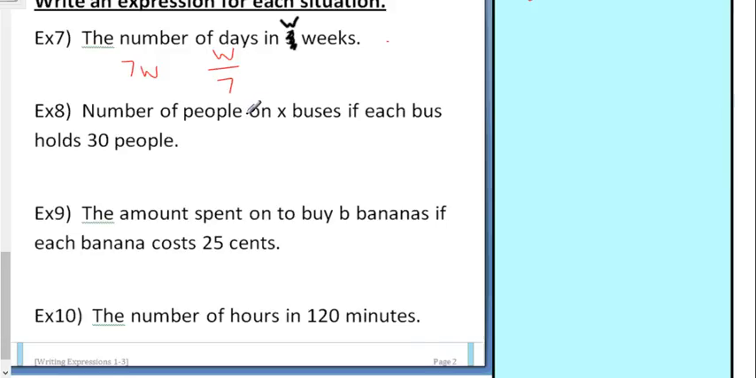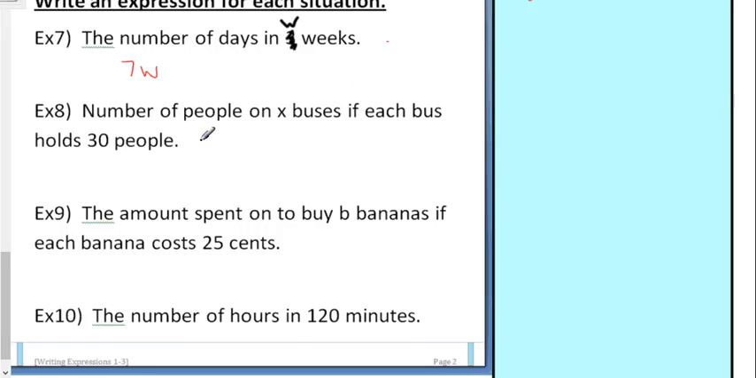All right? So here's what I would do if I were you. If I come to this problem, I'd make up a number for W. Let's say 2 weeks. Well, how many days are in 2 weeks? 14. So which one of these makes sense then? Well, if I put a 2 in here, 2 divided by 7 is 2 sevenths, so that's not going to make sense. 2 times 7 is 14. There it is. That one cannot be right. It's the first one that's right. Okay, 7W. Real easy.